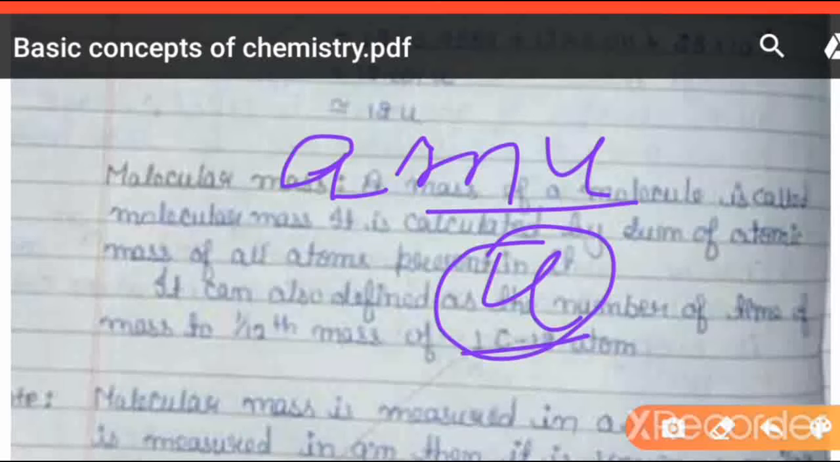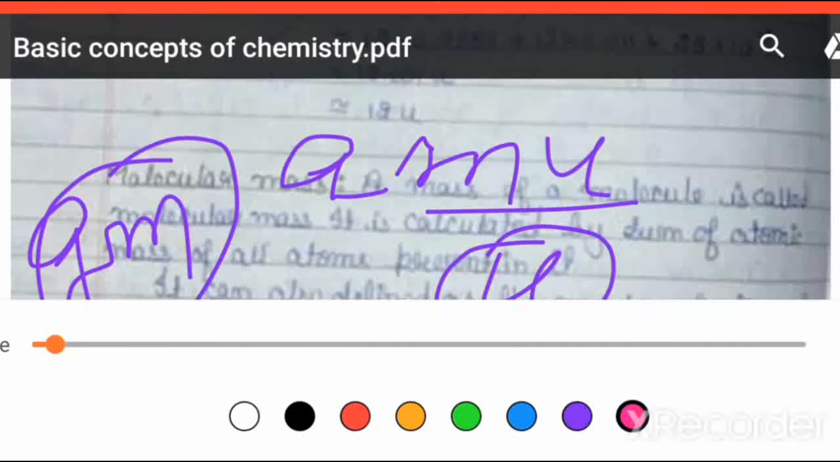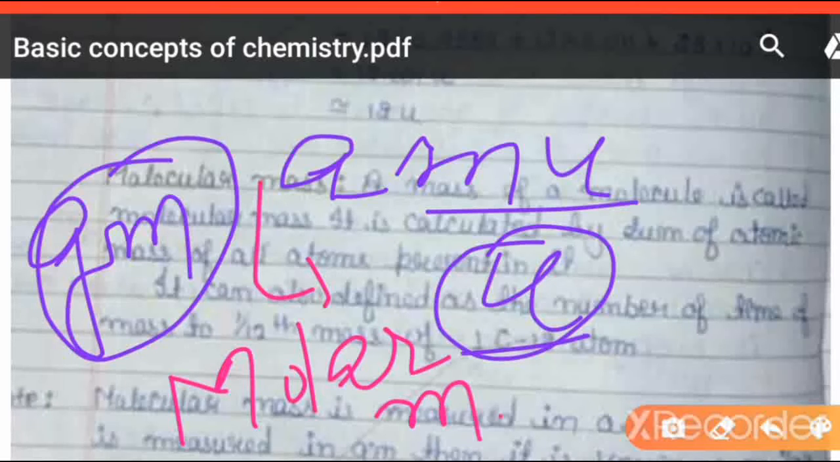But we are not familiar with AMU or u. We are familiar with gram in terms of mass. It means in the calculation of mass we are familiar with the gram, right? So whenever molecular mass is given in gram, at that time it is called what? Molar mass, right? Whenever molecular mass is given in gram, it is called molar mass.